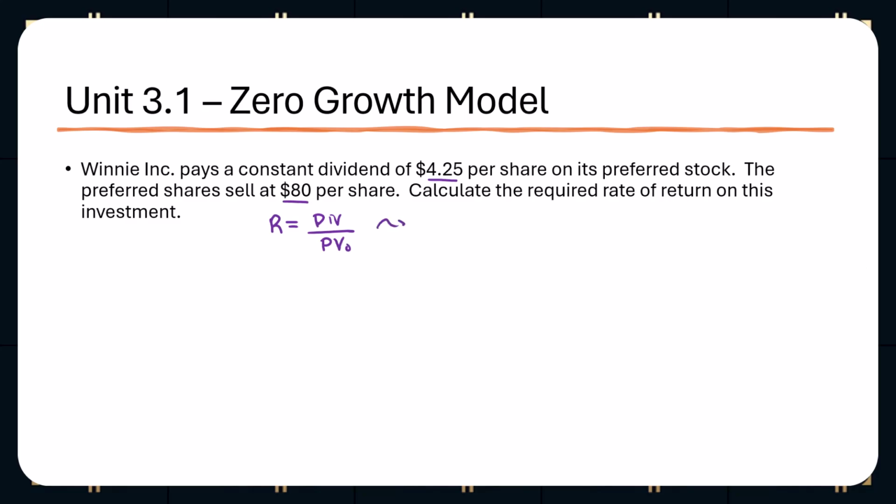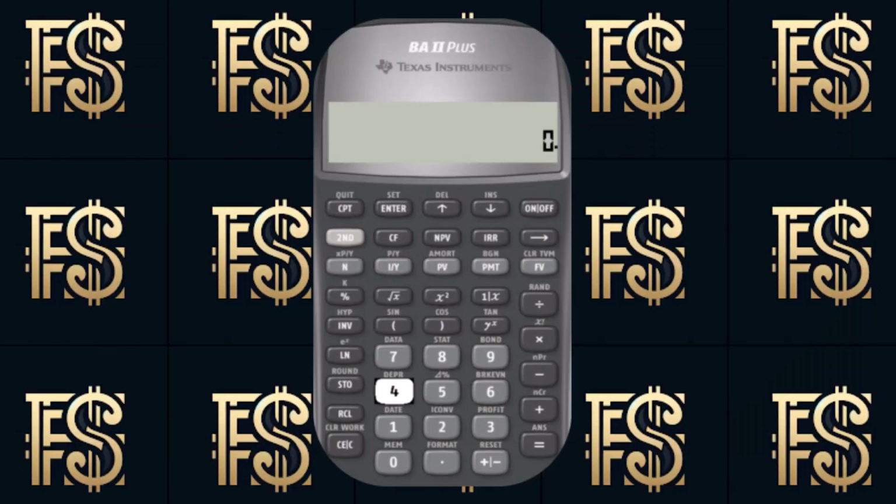That's it. So the required rate of return on this investment is the $4.25, which is the constant dividend, divided by the $80 price. And we find that an investor is requiring a rate of return of 5.3125% on this investment.